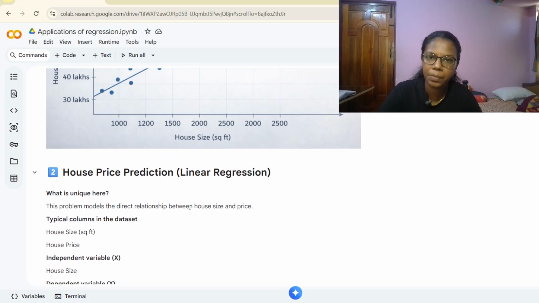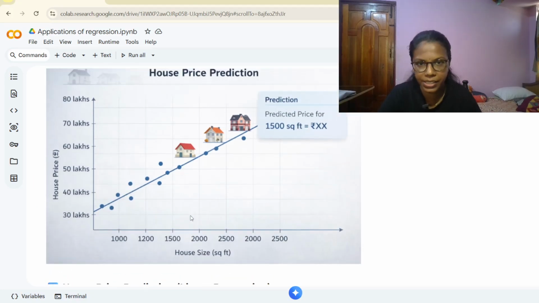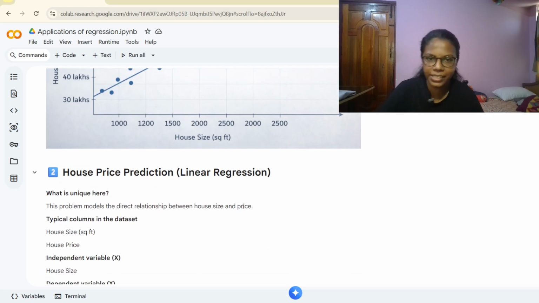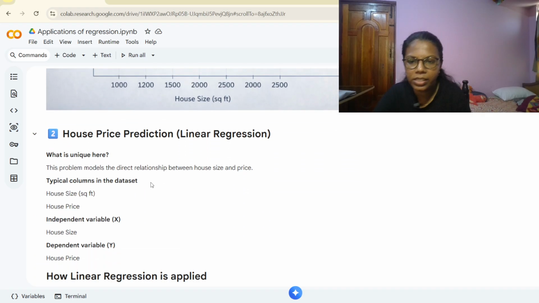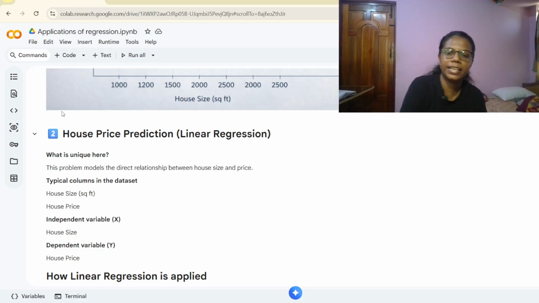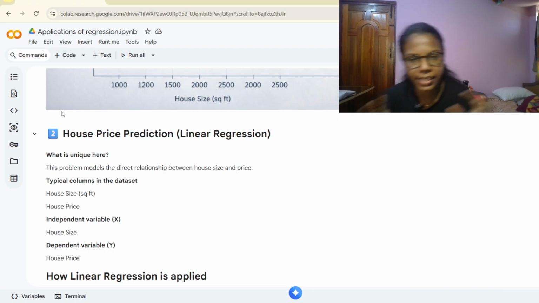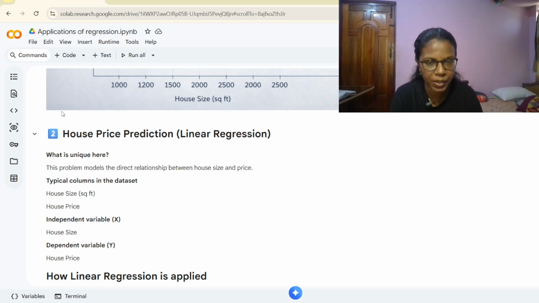The second major application is house price prediction. How is it going to make sense in such a scenario? So let's see how it is going to make sense. First, look into this. What is unique here? The problem models a direct relationship between house size and price. In this particular problem, we are predicting price based on house size.